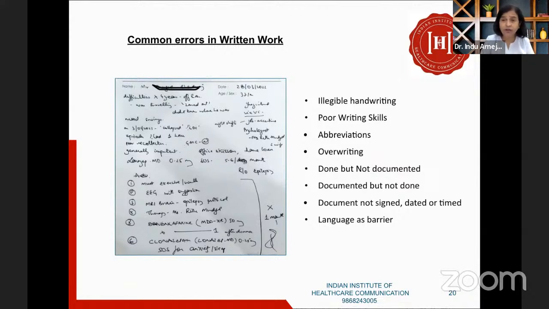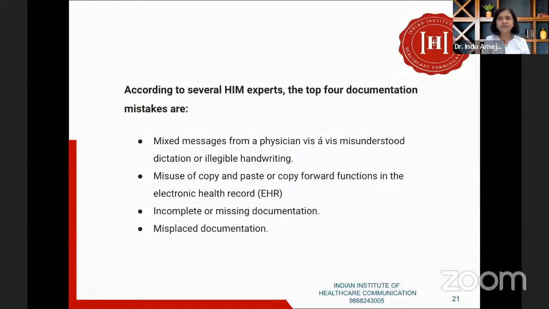Done but not documented. A lot of time people will say I've done it, but it is not documented. Documented but not done. This also you may have seen in your practice. And then documented, not signed and not dated. And of course, language is a common barrier, because if you don't know the exact words, you may miswrite something. So these are the common errors you will come across when you see patients' documents, and a lot of errors happen because of this.